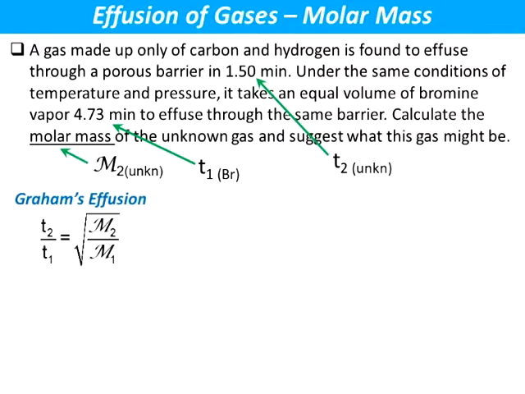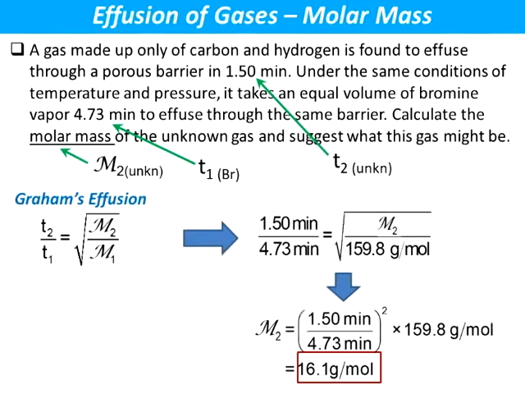Therefore, this is clearly a Graham's effusion problem. We have passage of time, so we're going to use T2 over T1 equals square root of M2 over M1. We take the values, we plug those values in, and we solve the problem by using standard math rules.